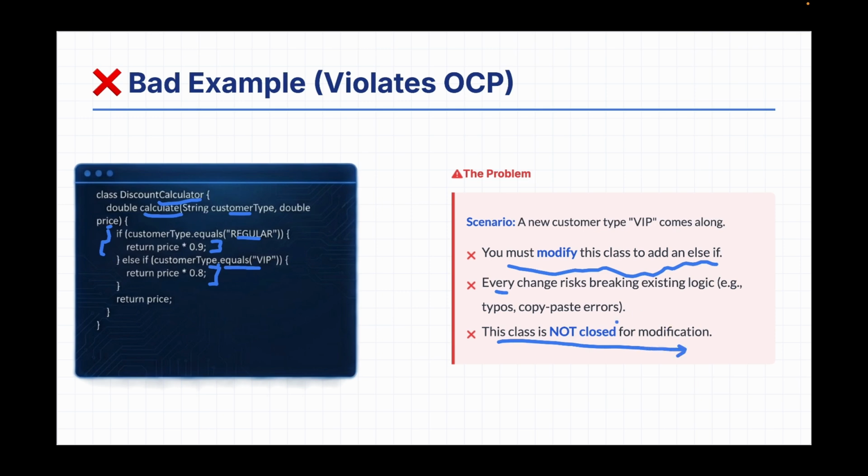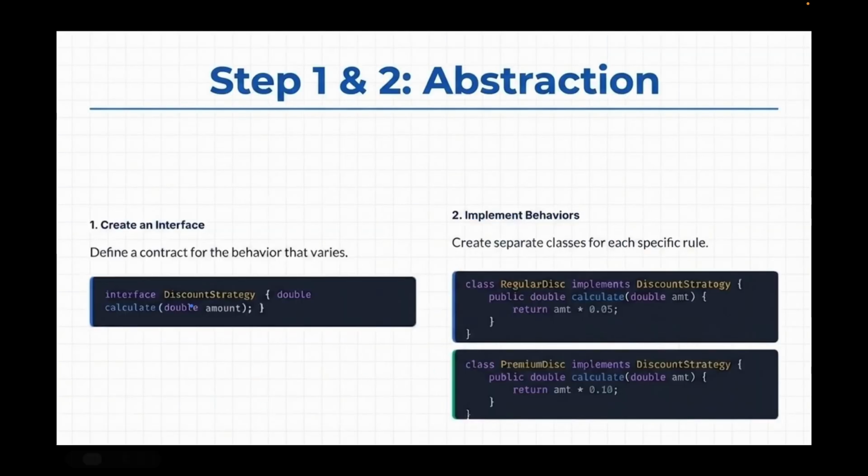So how do we solve this problem? We solve it using abstraction. First, we create an interface called discount strategy. If you are not aware of what an interface is, then it is important that you first understand object-oriented programming. If you want, I can create a separate series on that as well. But for now, just Google what an interface is and you will be able to understand it.